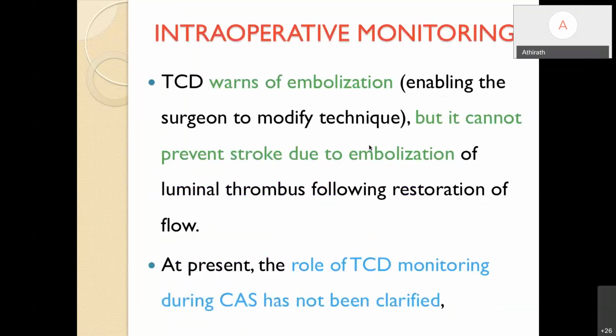In intraoperative monitoring, as I told you, this is the most important function or advantage of transcranial Doppler. It warns about an embolization, but it cannot prevent a stroke due to embolization. The role of TCD monitoring is only during carotid artery endarterectomy. Its role in carotid artery stenting has not been clarified.